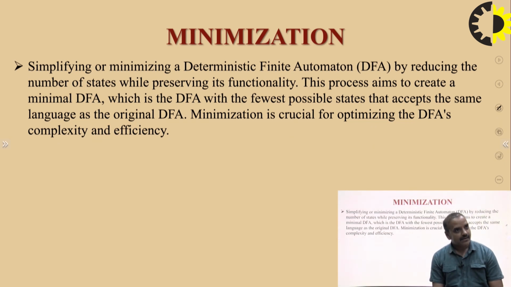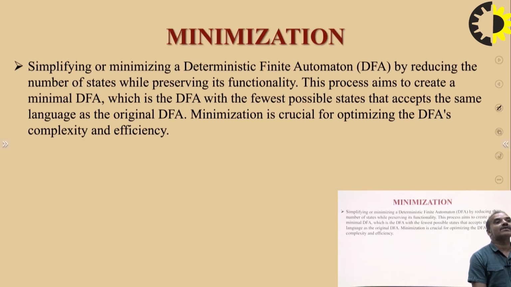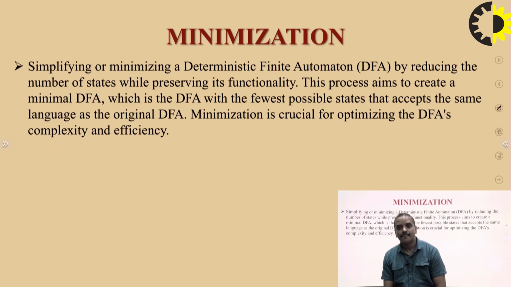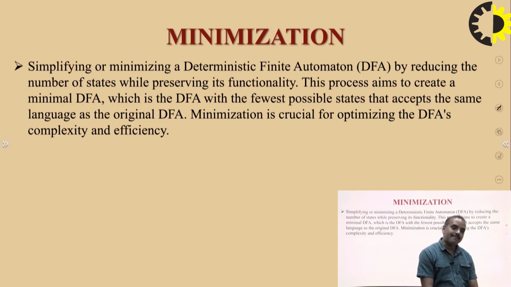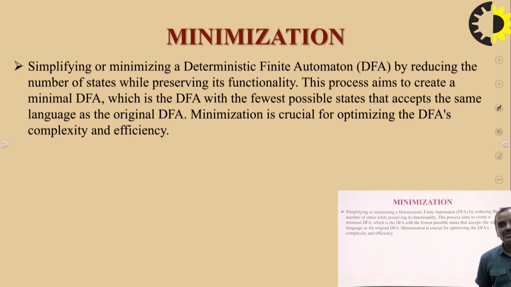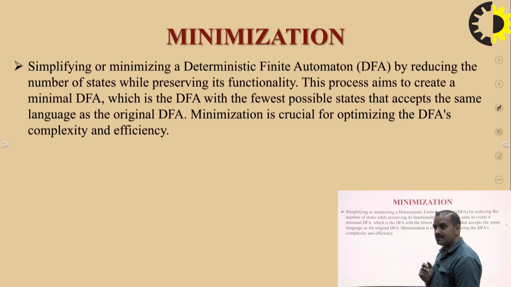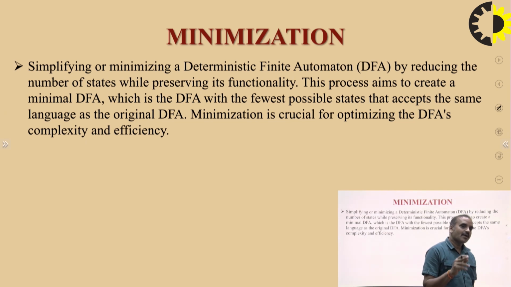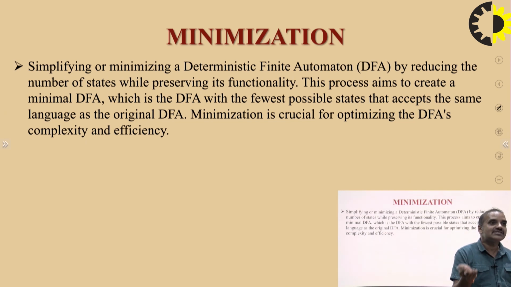That means we are going to minimize the number of states, and when we minimize the number of states, there is no change in the concept of the machine. If the machine accepts a particular language, that machine after minimization must accept the same language. There is no need to change the functionality of the machine. That machine accepts the same language as accepted before the minimization.